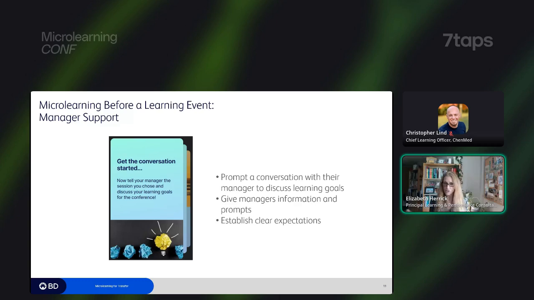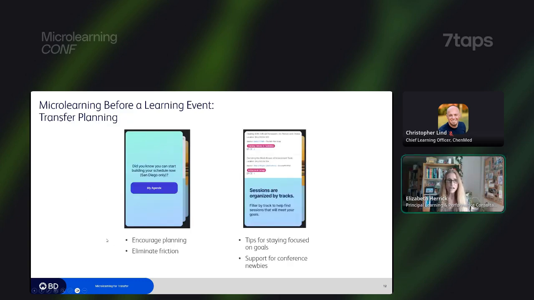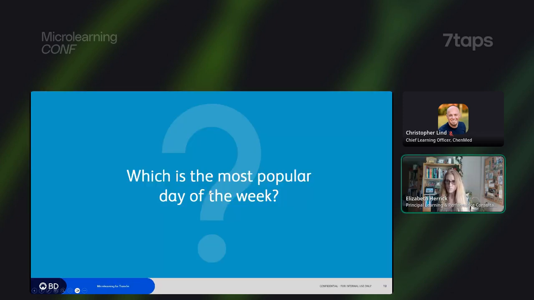I did warn the managers. They knew this was coming so they could talk to their associates. Then, now that they've been nudged to put some thought into their choices, I provided a frictionless link to where they could build their agenda on the site. You'll see a lot of links in my examples because I wanted to make it very easy for them to get to what they needed. And also knowing that it's kind of overwhelming when you see all the choices, I gave them some tips here about how you could filter by track, but I also used the word goals again here on this slide.